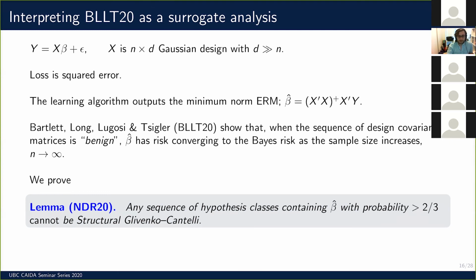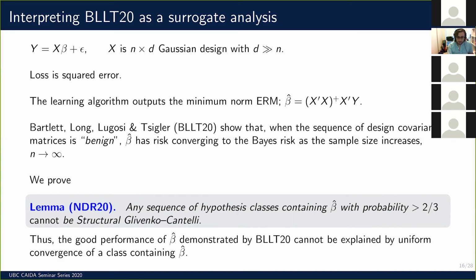What we prove first is that any sequence of hypothesis classes that contain this learned hypothesis with probability 2/3 cannot be structural Glivenko-Cantelli. So in combination with the work of Bartlett, Long, Lugosi, and Tsigler, this kind of shows us that this example is in the camp that we're really working to describe. The algorithm minimum norm ERM works, at least when the sequence of design covariances is benign, yet uniform convergence absolutely fails to describe its success. And so the good performance of beta hat is not explained by uniform convergence of any class that we could possibly conceive that contains beta hat.